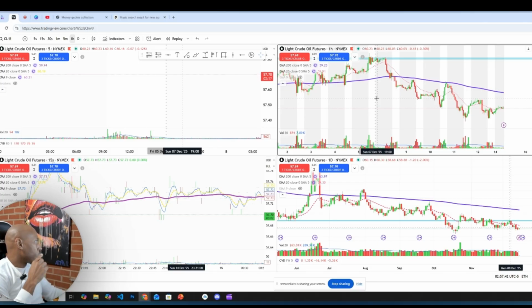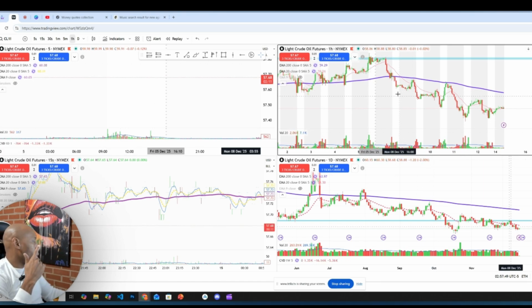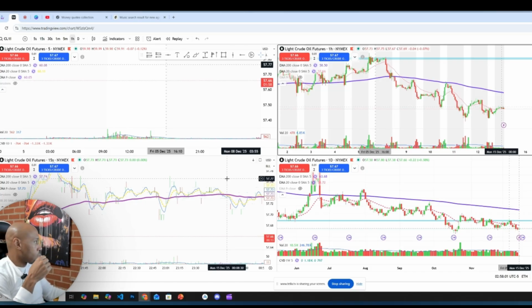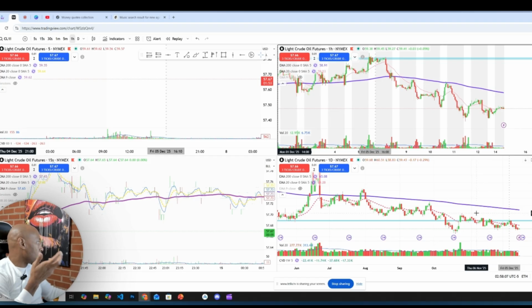So the first thing I like to do is I put up 4 charts. I put up the daily, then I put up the hour, the 5 minute, and the 15 seconds. But I only keep 2 charts up while I'm trading, and that's the 5 minute and the 15 second. So come on here first and I look at my daily just to get an idea of the direction of the market.